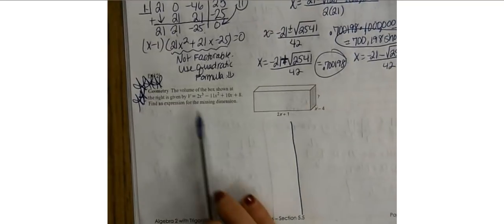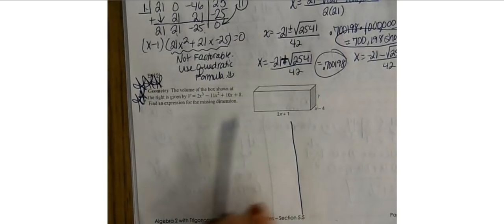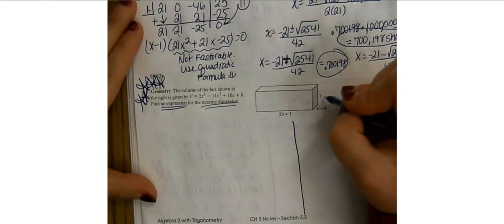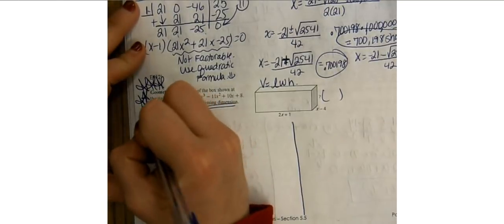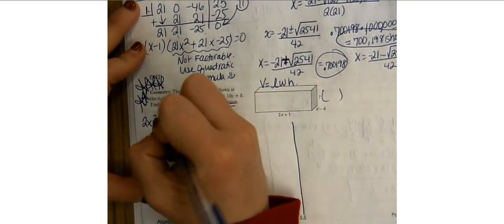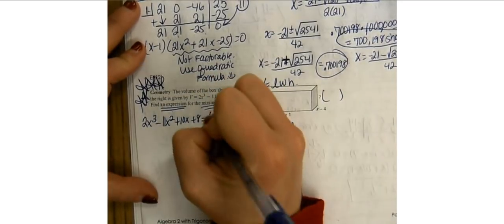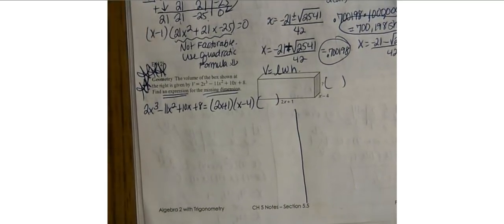It says the volume of a box shown at the right is given by V equals 2x cubed minus 11x squared plus 10x plus 8. We want to find an expression for the missing dimension. And our missing dimension is our height. So we know that volume is equal to length times width times height. So what we can say is that 2x to the third power minus 11x squared plus 10x plus 8 is equal to 2x plus 1 times x minus 4 times some other parenthesis that we do not know yet. So that's what we need to figure out.